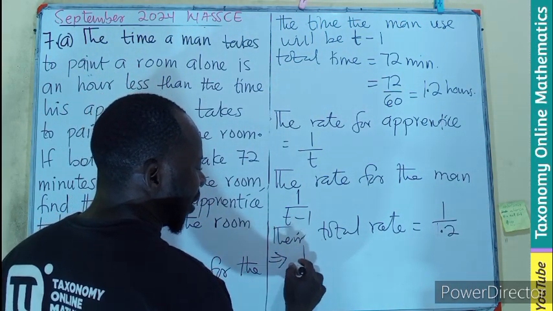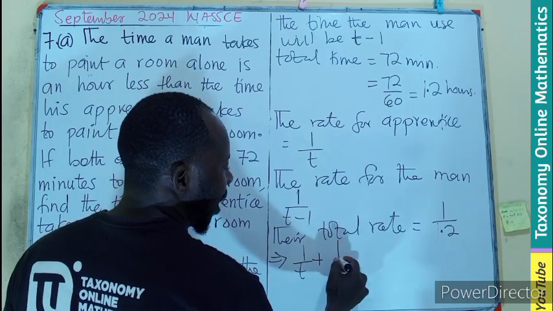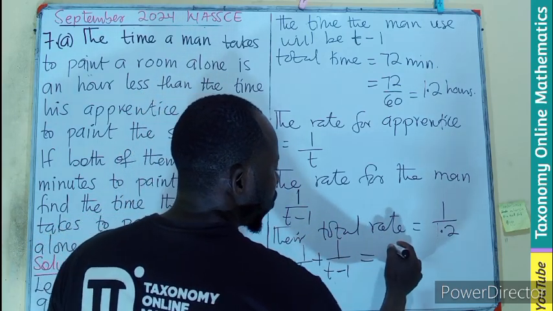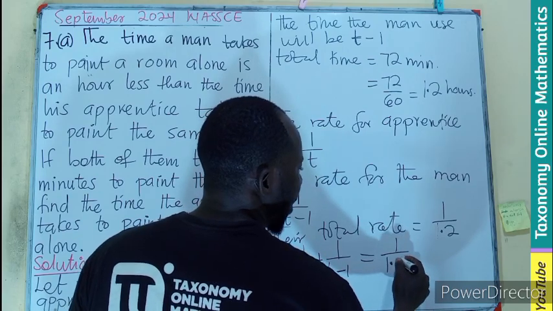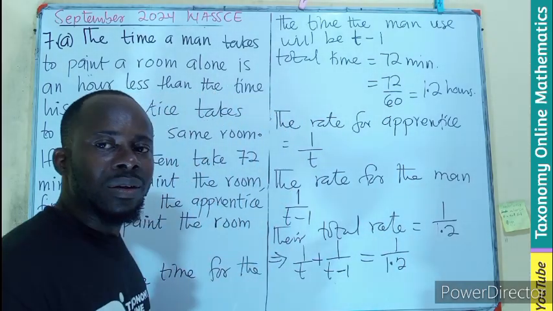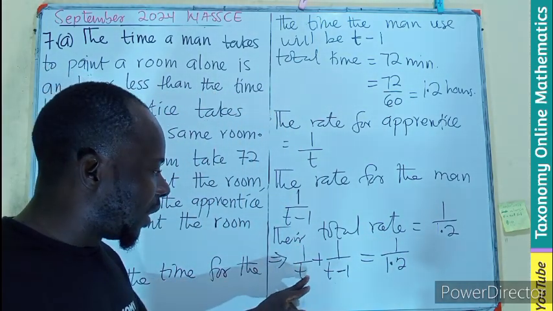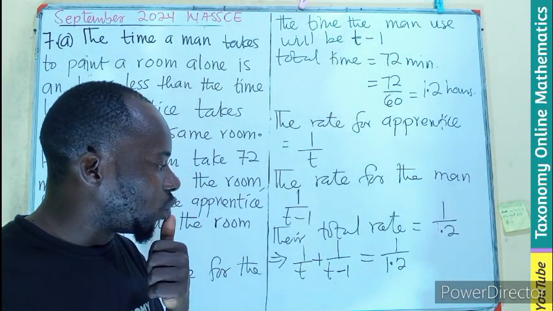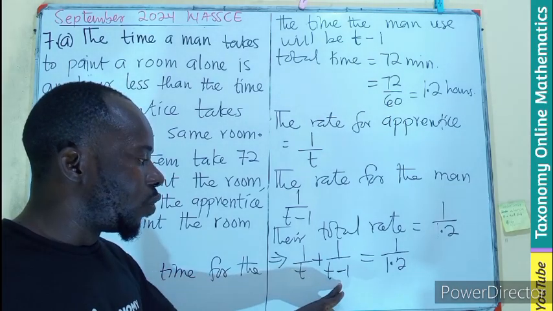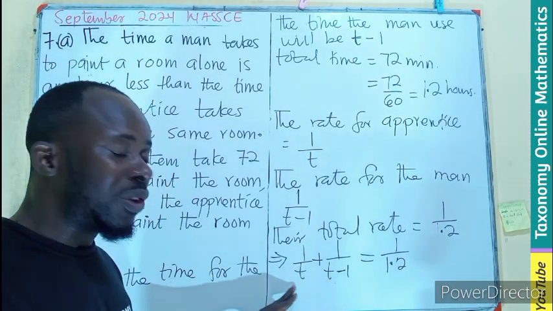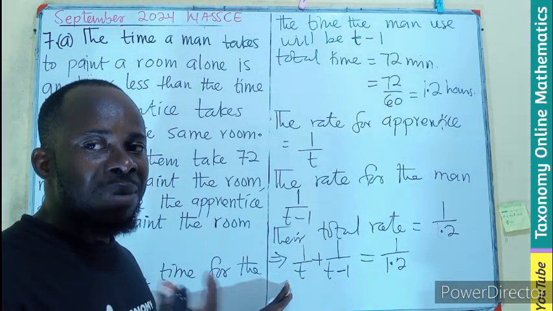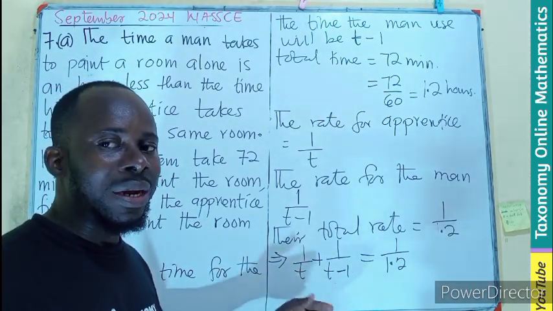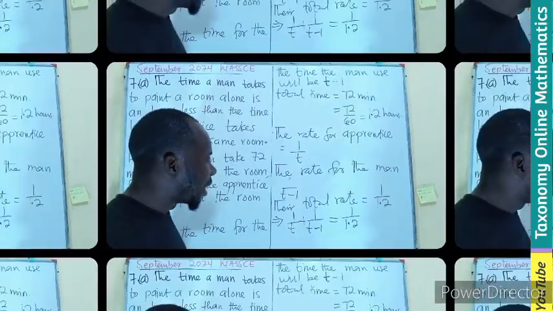by saying that 1 over t plus 1 over t minus 1 equals the total rate at which they are all working. So we have 1 over t plus 1 over t minus 1 equals 1 over 1.2. We need to make the whole of this become a single fraction by finding the LCM, which will be t times t minus 1. That becomes the LCM on that side.